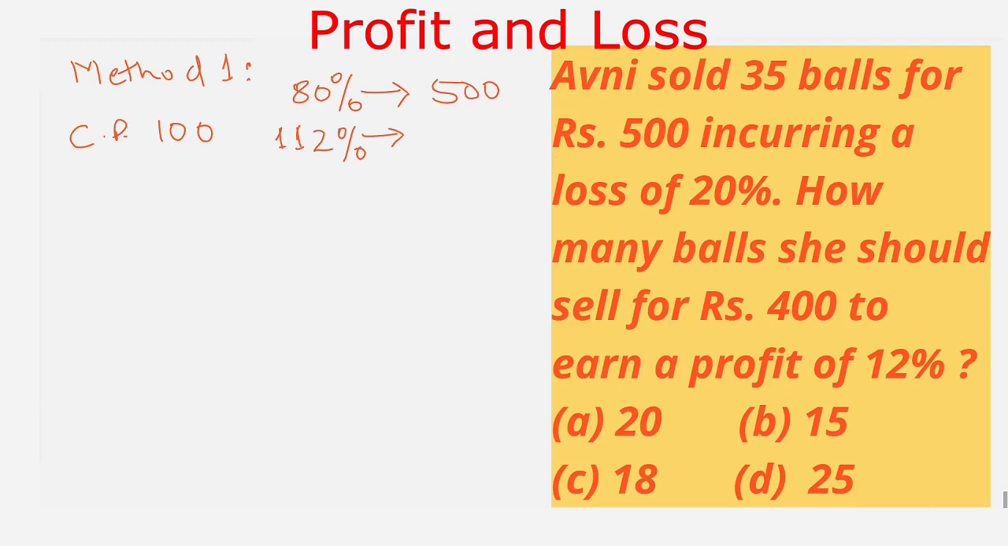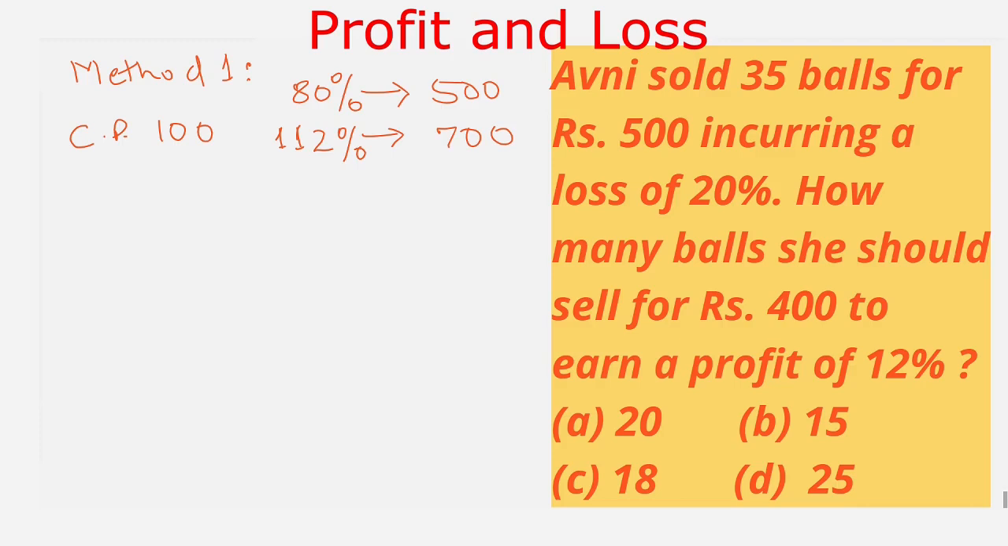So we can calculate it. 16 divides 80 for 5 times and 112 for 7 times. So 5 divides 500 for 100 times and 100 multiplied by 7 is 700. When 80% is 500, then 112% is 700. If we sell 35 balls in 700 instead of 500, then we are going to make a profit of 12%. Now we can easily calculate the number of balls in 400 for getting the profit of 12%.